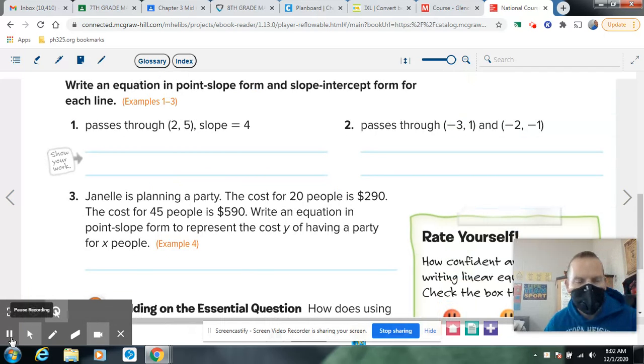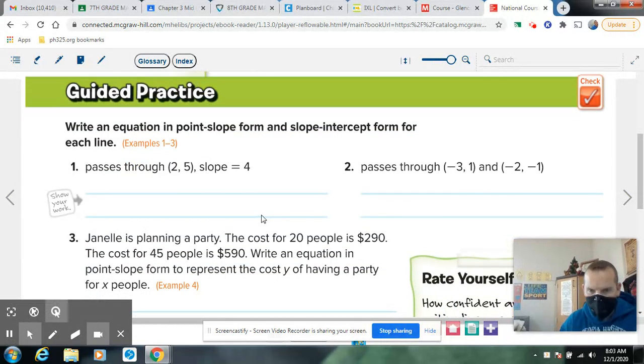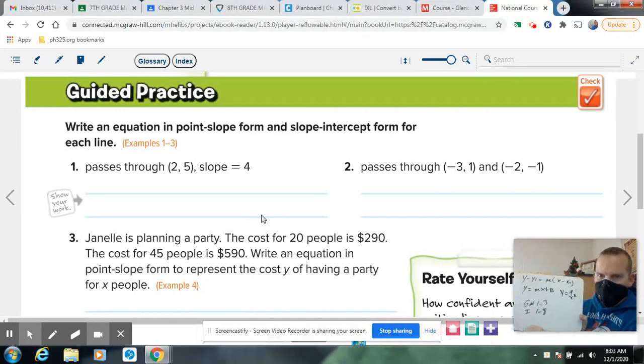All right, let me take a look at some of your examples for the homework. We'll do a couple of those together. First of all, your homework. Your homework is going to be the guided practice 1 through 3 and independent practice 1 through 8.